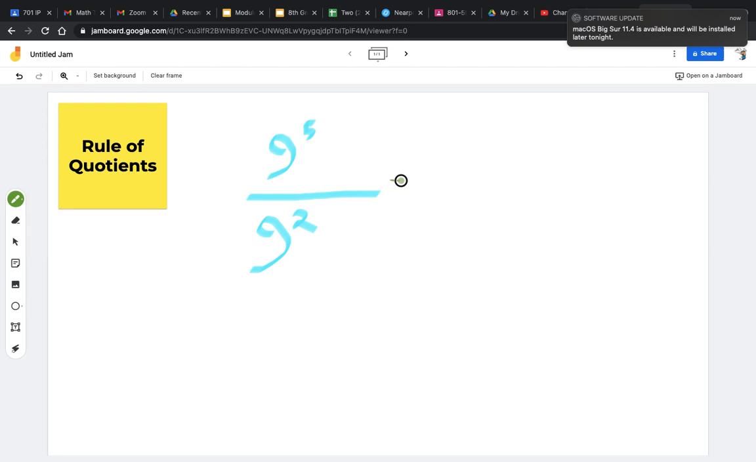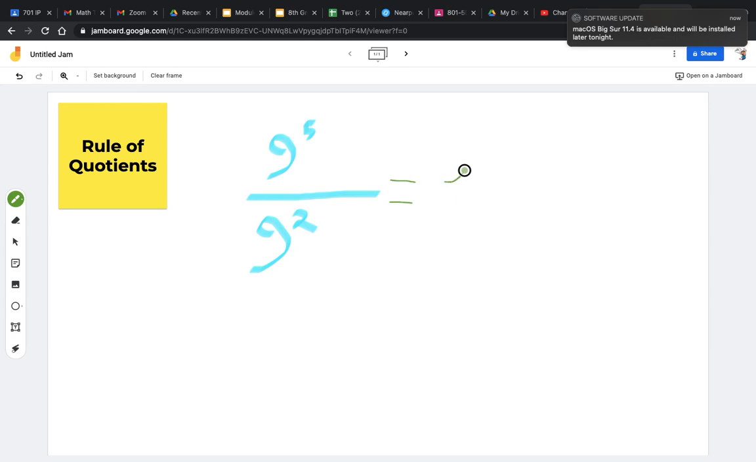Today. Yesterday we did the rule of products and the rule of power. Today we learn about the rule of quotients. Let me put this in expanded form. 9 to the fifth power divided by 9 to the second power.